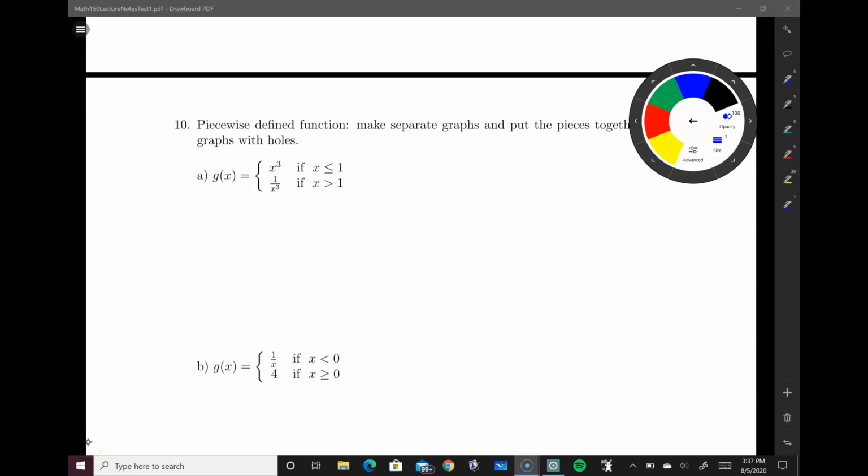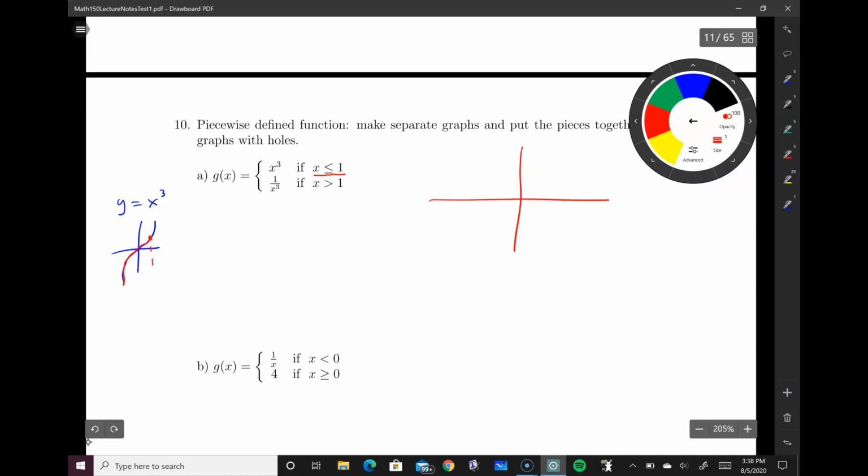All right, so here we have piecewise defined functions. We're going to make separate graphs and we'll put the pieces together. So let's get a graph of y equals x cubed. x cubed looks like this. The part of the graph that I want is when x's are smaller than or equal to 1. So here's 1, so I want this part of the graph.